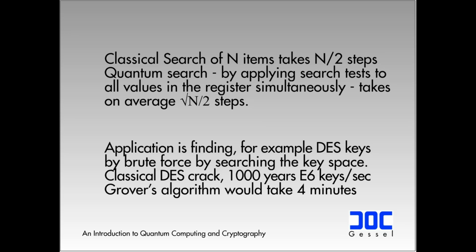If you use a quantum computer and you apply the search parameter to all of the entries in the register simultaneously, it will take on average root n over 2. So that's pretty good. If there were 16 items, it takes on average 16 over 2, or 8 steps, to do it classically. If you do it quantum mechanically, it takes an average of 4 over 2, 2 steps to find the search.